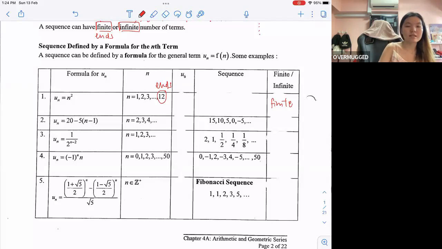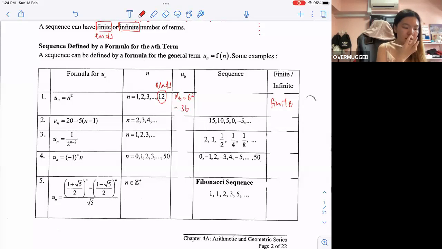What would U6 be? To find out, all I have to do is plug in n. U6 will be 6 squared. My n is 6, so I plug in 6 over here, and I should get 36. So U6 in this case will be 36.